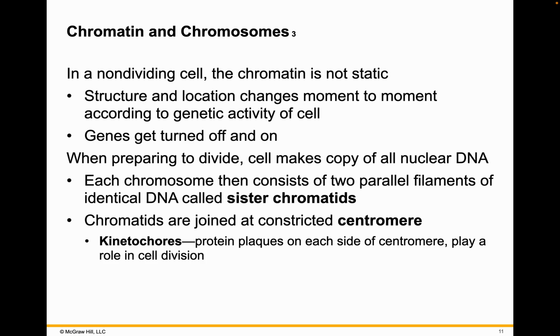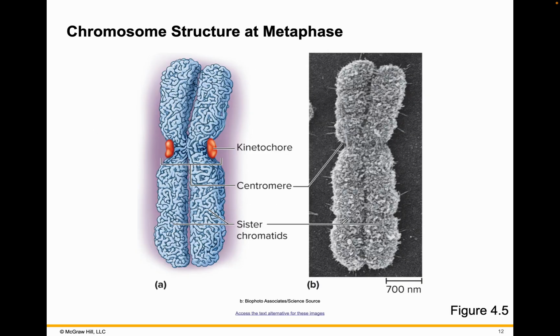As the cell prepares to divide, it's going to make a copy of all the nuclear DNA. Each chromosome would then consist of 2 parallel filaments of identical DNA, which we refer to as sister chromatids. The chromatids are joined at the constricted centromere, usually around the middle of the strand. And there are kinetochores there, which are proteins on each side of the centromere that play a role in cell division. So here we have an electron microscope image of a chromosome, which was chromatin when it was unwound, and an artist's rendering of it. You can see the parts.